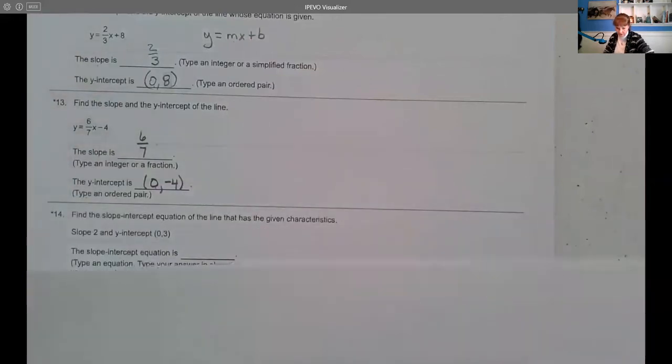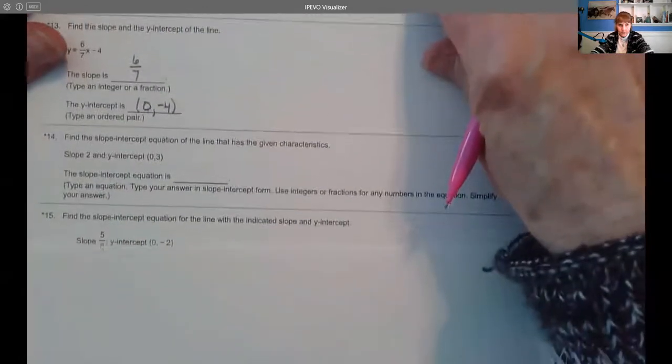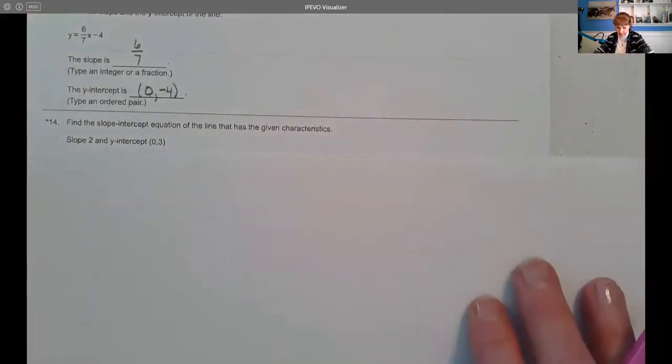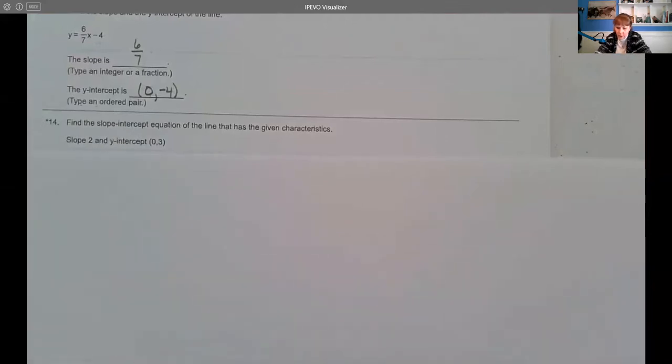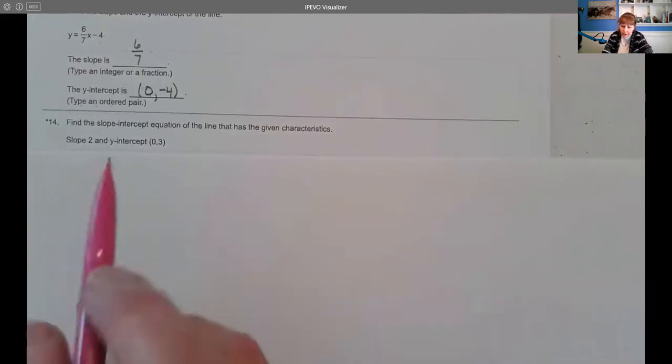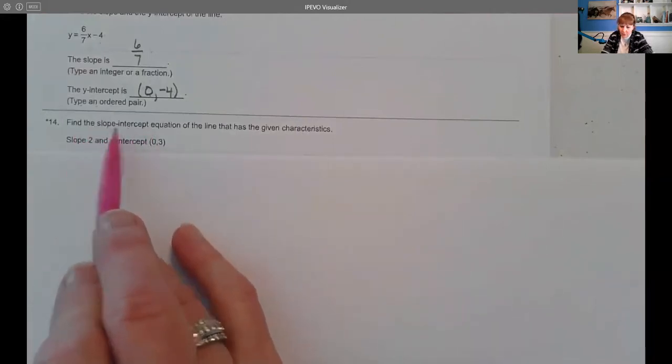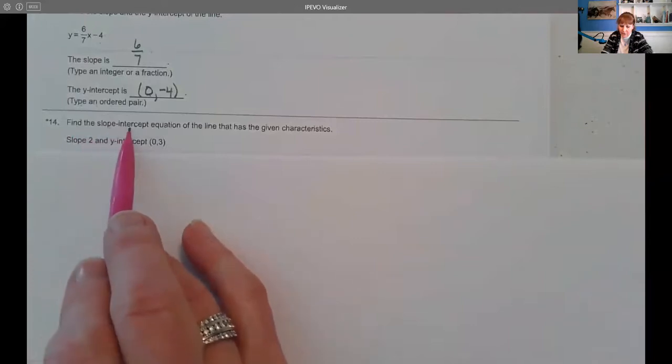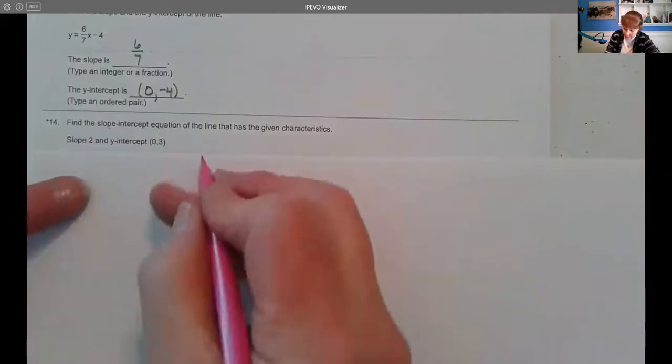All right, here, let's look at this first one. Oh, sorry, let me move this up. This is number 14. We'll do a couple of these. Find the slope intercept equation of a line that has the given characteristics. It has a slope of 2, so it has a steepness of 2, which means it's rising, fairly steep. And the y-intercept is (0, 3). They want to find the slope intercept equation, so they want you to use this form.